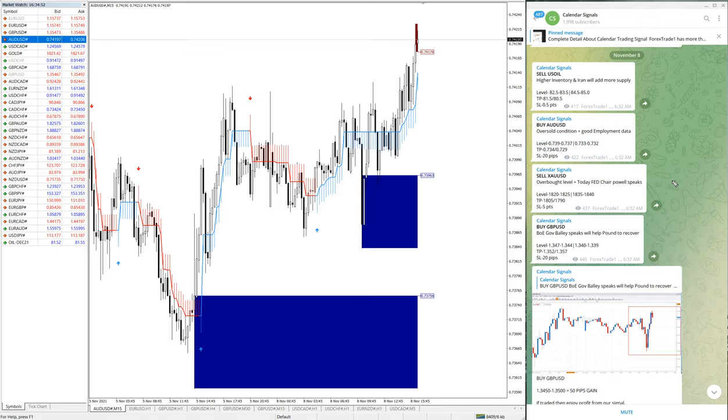Out of 4, USOIL made 1.1 point gain, AUDUSD made 40 pips gain, GBPUSD made 100 plus pips gain, and XAU is waiting to perform. So as of now, 3 signals have already performed out of 4. God willing, we hope that our sell XAUUSD, sell gold signal, will also perform. So this is the performance of November 8th, today's calendar signals.